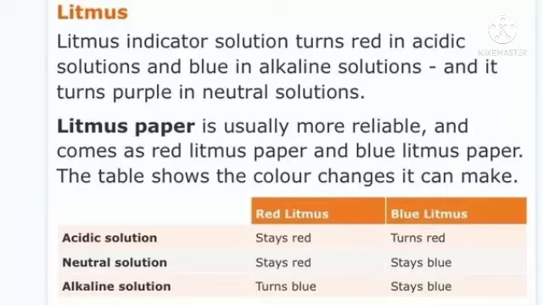Acidic solution: red litmus stays red, blue litmus turns into red litmus. Neutral solution: red litmus stays red, blue litmus stays blue. Alkaline solution: red litmus turns into blue litmus, blue litmus stays blue litmus. These are the identifications of the acidic nature, basic nature and neutral nature.